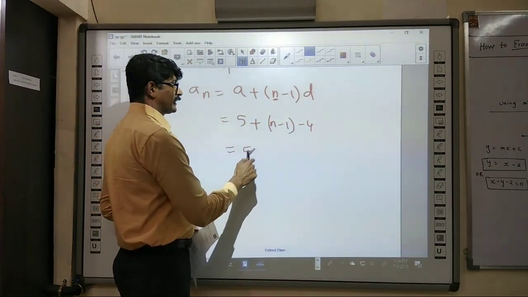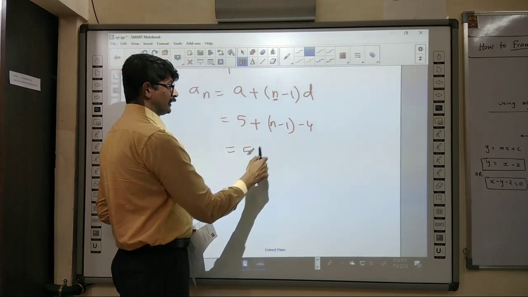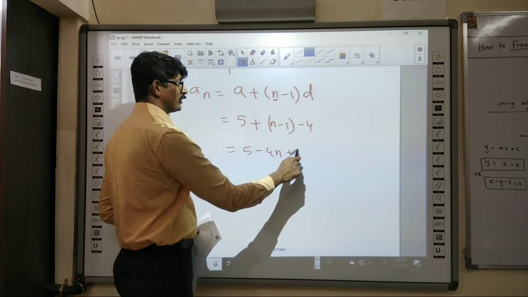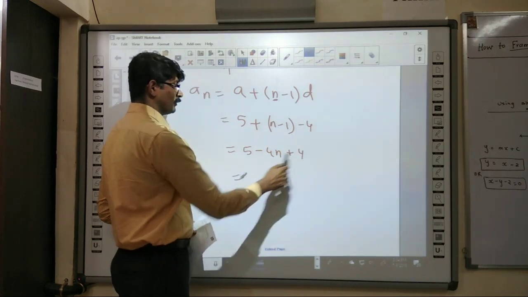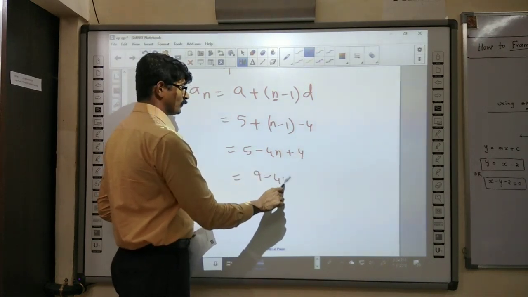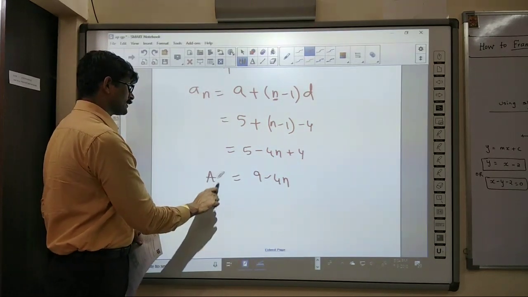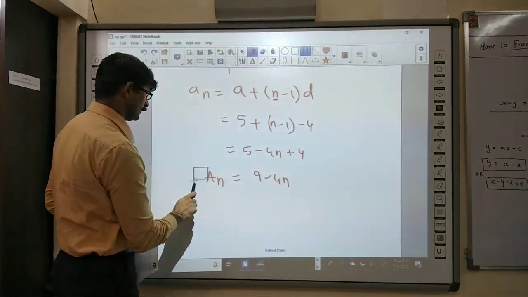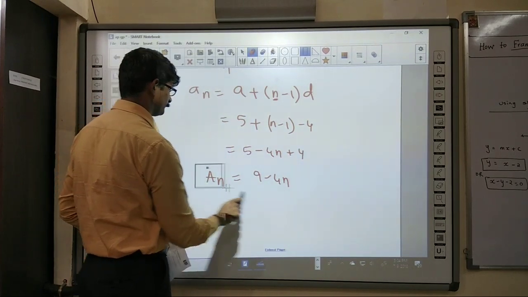So 5 minus 4 into n, that will become minus 4n. And minus 4 into minus 1 will become 4. So 5 plus 4 will become 9 minus 4n. So that is nothing but an. I hope students you've understood everything till here.